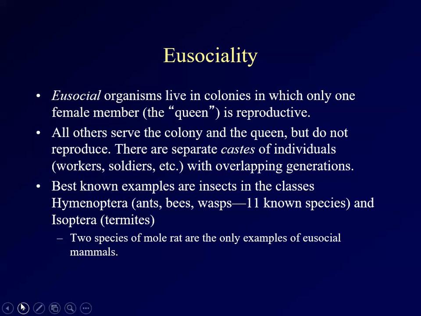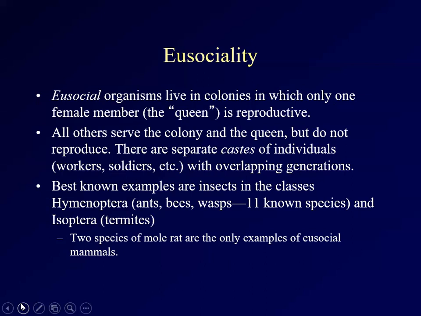The best known examples are insects in the order Hymenoptera, which is ants, bees, and wasps, and the order Isoptera, which is the termites. There are a few others. There is one shrimp that I believe lives in sponges that is currently the only known marine eusocial organism.